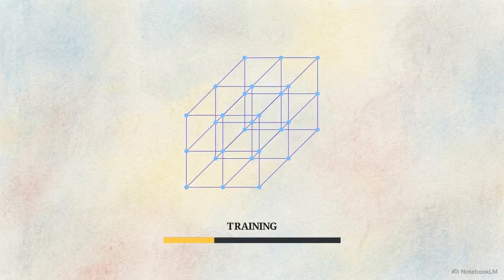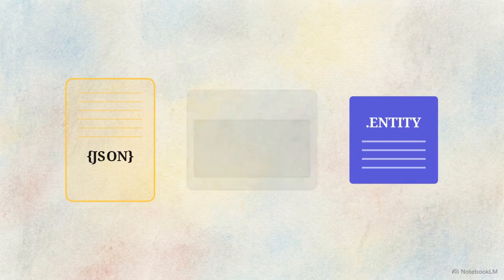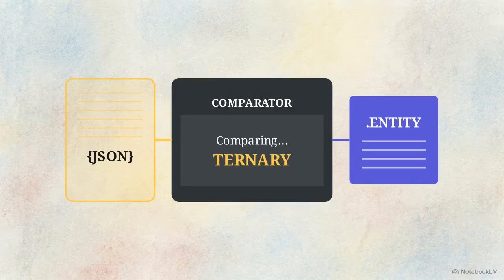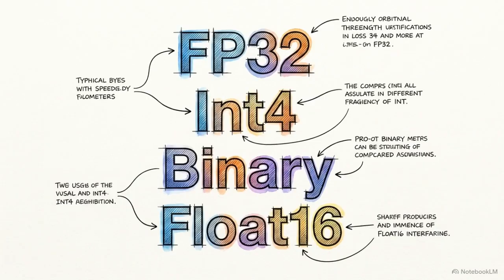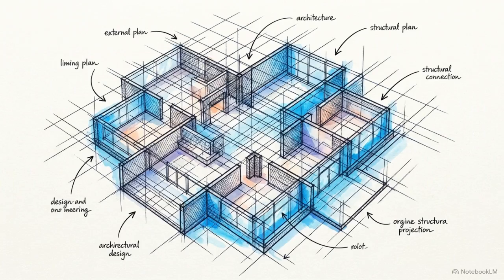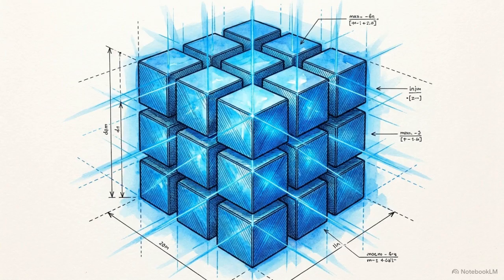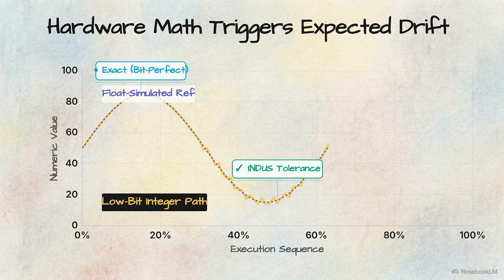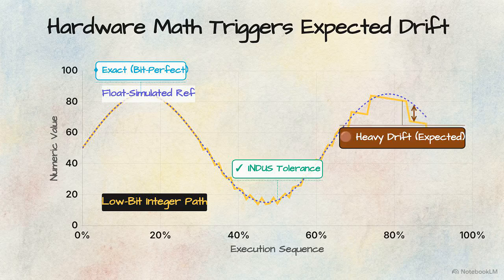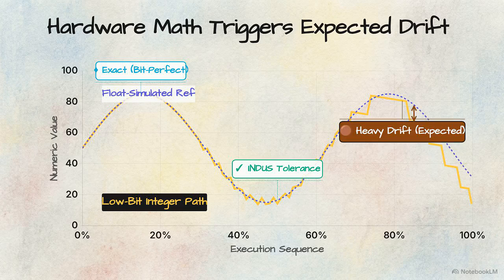The methodology is straightforward. A network is built and trained, then saved in both JSON and ENTY formats. Those files are then reloaded side by side and cross-verified against each other, testing all 21 numerical types across multiple grid architectures, from single isolated cells to complex 3x3x3 structures. The logs output symbols to categorize results. A diamond indicates exact bit-perfect agreement, a green pass, or occasionally a brown circle denoting heavy drift, an expected outcome when comparing a true low-bit integer path against a float-simulated reference.